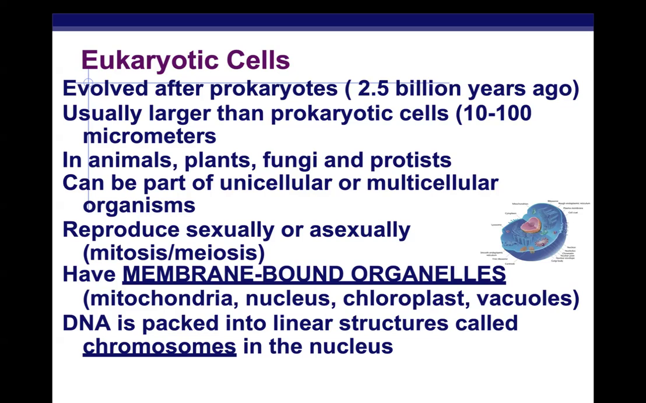They can reproduce sexually or asexually. And really important, they have membrane-bound organelles, so like mitochondria, a nucleus, chloroplasts, vacuoles, all of those things. And DNA in eukaryotic cells is packaged into linear structures called chromosomes that are contained in the nucleus. Eukaryote, the word itself, means true nucleus. That's one of the main defining features that the scientists who first distinguished prokaryotes and eukaryotes used: one had a nucleus and the other didn't.